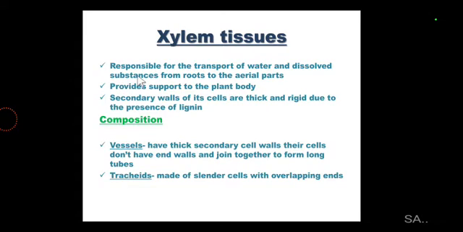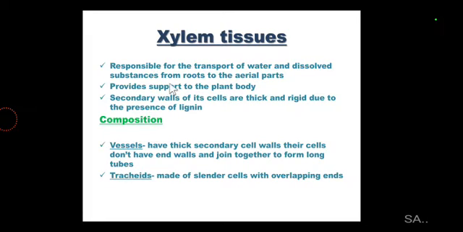Well, xylem tissues are responsible for the transport of water and dissolved substances like minerals in them from the roots to the aerial parts. So the aerial parts of the plant, like a stem, like flowers, leaves, every part that is above the soil is getting water from the roots, and which tissue is responsible for the conduction of water to these areas? They are the xylem tissues.